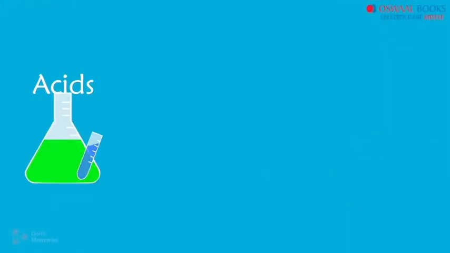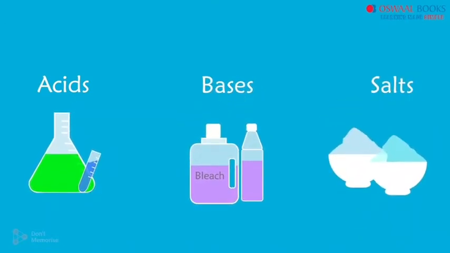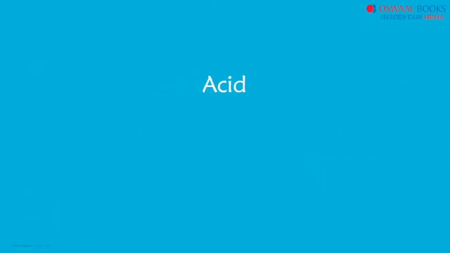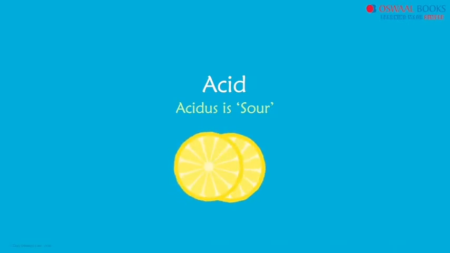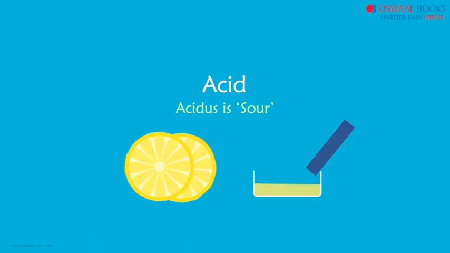Before we move on to understanding acids, bases, and salts in detail, we can quickly recap what we already know about them. The word acid sounds scary, right? It comes from the Latin word acidus, which means sour. Yes, most acids taste sour. Lemons, for instance, have acid, and you surely know how lemons taste. And we'd also seen that acids turn blue litmus paper red.